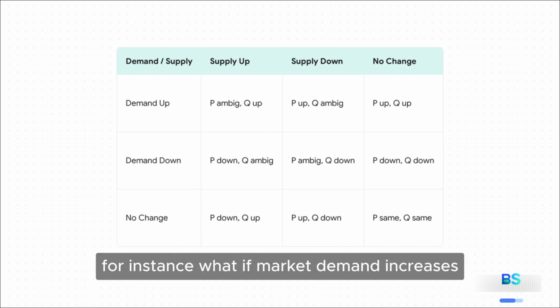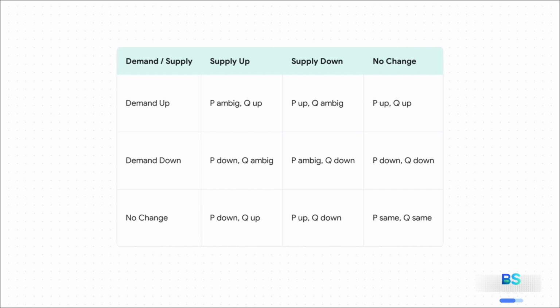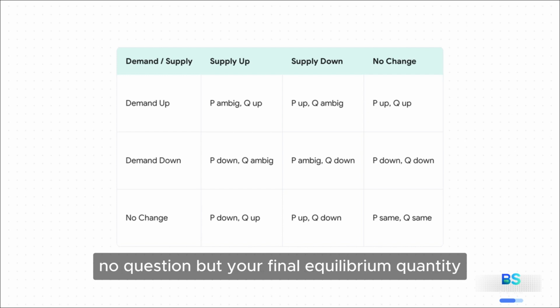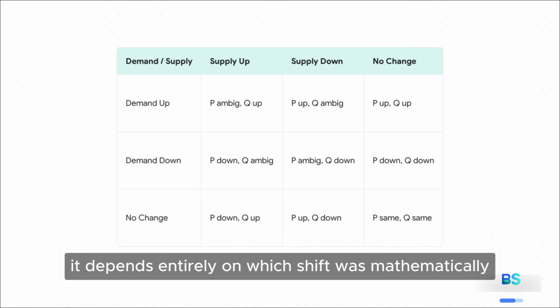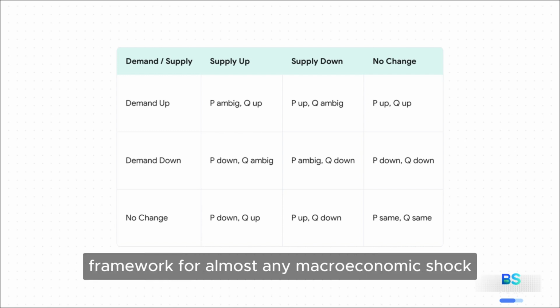For instance, what if market demand increases but your supply simultaneously decreases? Like, say, during a massive heat wave, right when your main delivery truck breaks down. In that scenario, your price will absolutely increase, no question, but your final equilibrium quantity remains completely ambiguous. It depends entirely on which shift was mathematically larger. Basically, this matrix gives you a predictable framework for almost any macroeconomic shock.